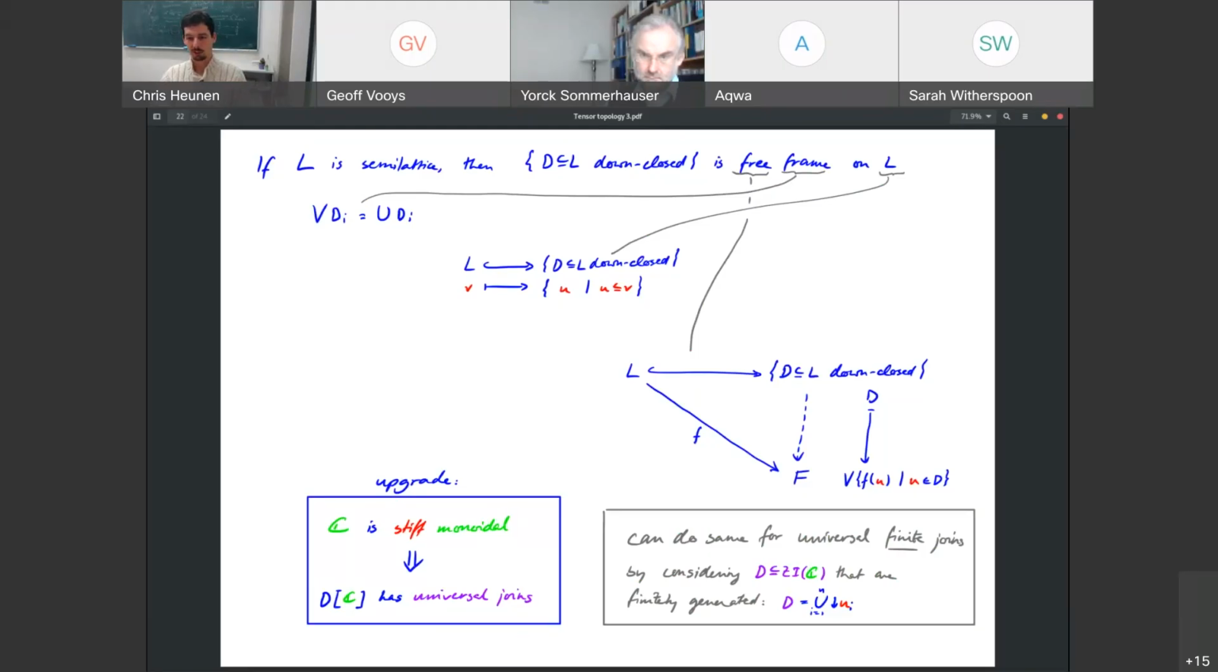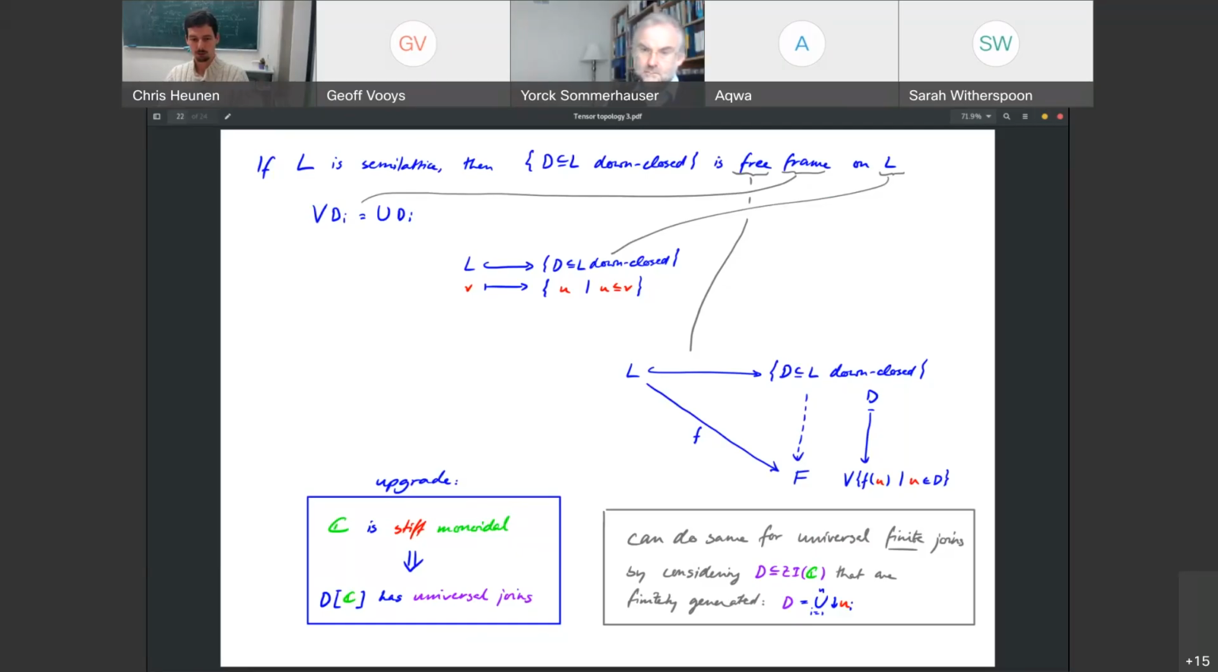And it is free in the sense of the triangle on the right here. If you have any semi-lattice map from L into any other frame F, then there's a unique map from the completion of L into F that takes a down-closed subset D, looks at what little f does to all of its elements, and then just takes the join of that in F. So in other words, taking down-closed subsets is the free frame completion of a semi-lattice. And basically what we did on the past few slides is a similar thing, but upgraded to monoidal categories. So we've proved that if you start with a stiff monoidal category, out of that you can build a new category DC that has universal joins.